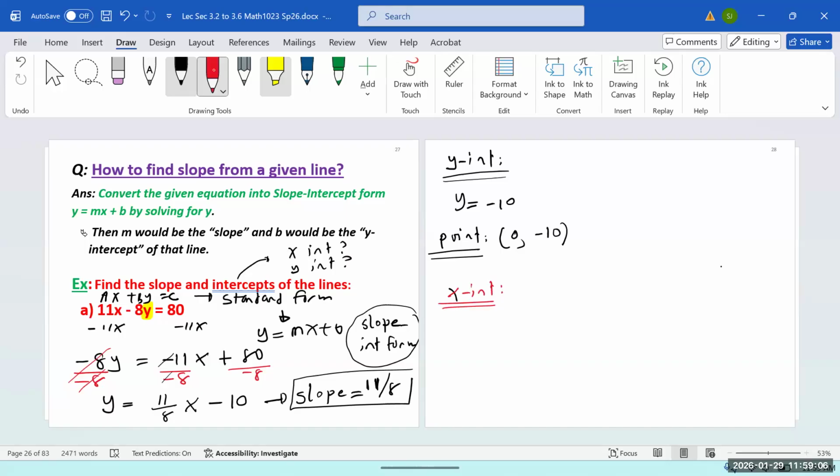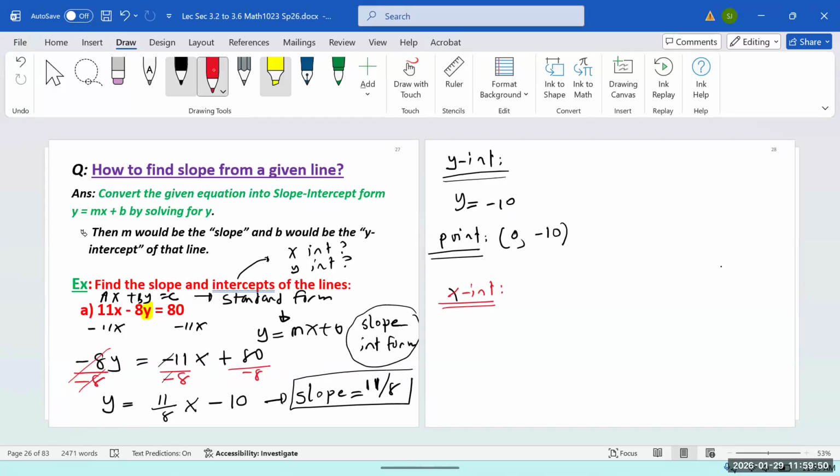Who remembers how you find the x-intercept? We plug what? Y with what? For any x-intercept, what did you learn at the beginning of the class? To find any x-intercept, we start with y being 0.